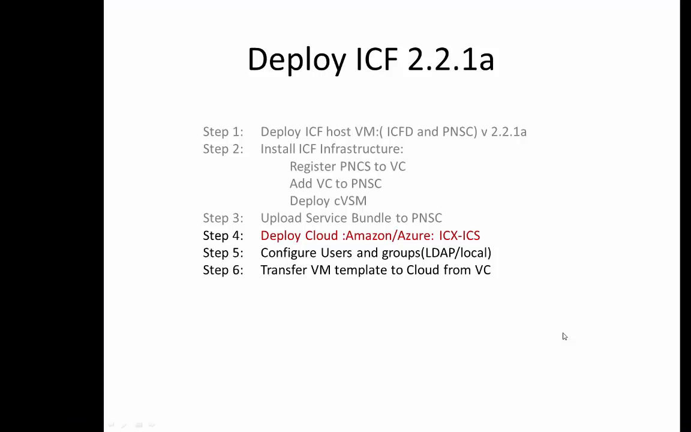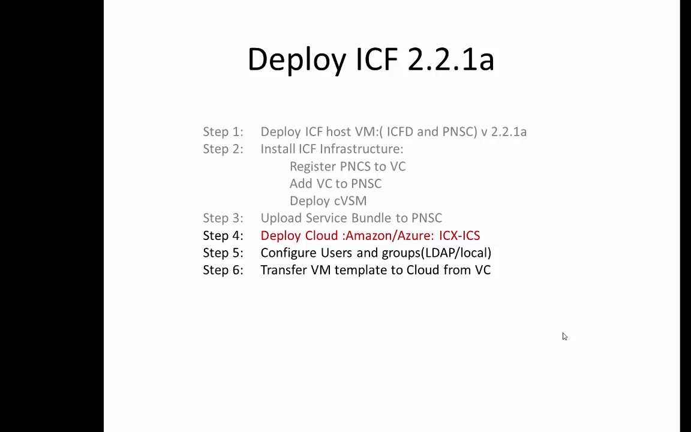If you watched my previous sessions, you probably have seen that we have already done steps 1, 2, and 3. In step 1, we deployed a VM, which is the ICF host VM. On top of that, there is the ICFD director, and then the PNSC, and after that we installed the ICF infrastructure. At that stage, we did the registration of PNSC to VC and added the VC to PNSC, and also deployed the CVSM, which is pretty much a Nexus 1000V, which does all the networking for ICF. And later we uploaded the service bundle to PNSC.